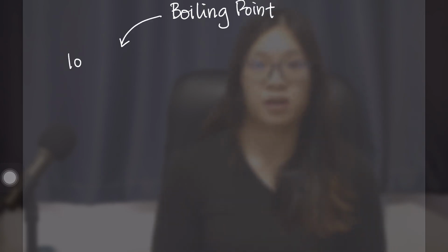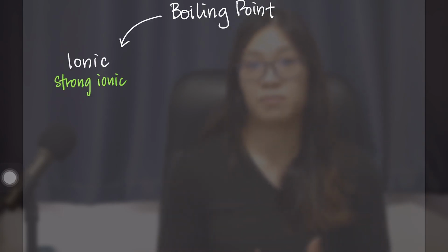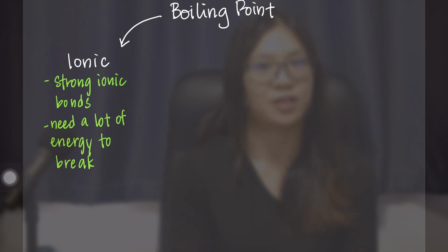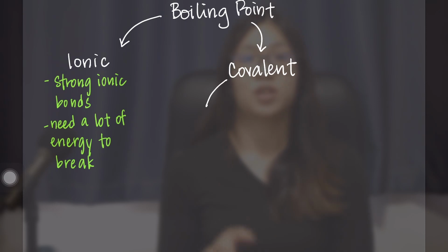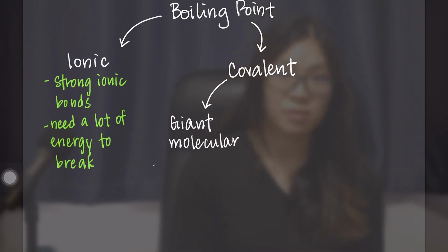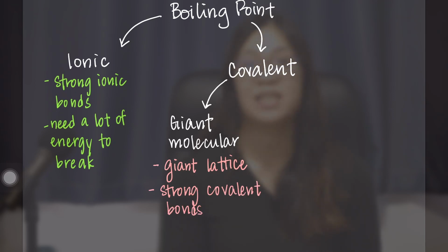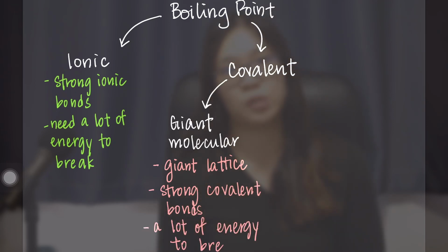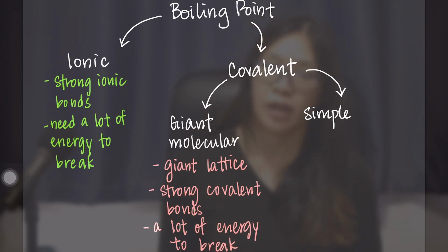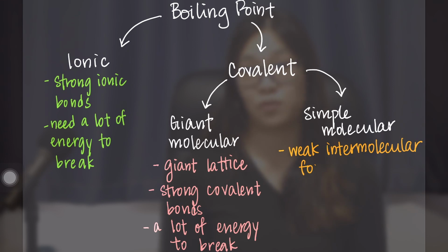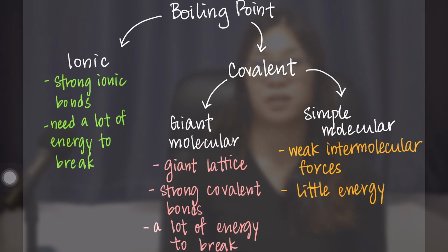If it's about ionic compounds, then it's because they have strong ionic bonds that require a lot of energy to break. That's another answer for another type of question. However, for covalent compounds, you could either have giant molecular structures, which have strong covalent bonds and the atoms are found in a giant lattice. This means, again, a lot of energy is required to break these bonds. Or for simple molecular structures like CHCl3, their boiling points are determined by intermolecular forces and not the covalent bonds themselves. This means they have weak intermolecular forces that require very little energy to overcome.